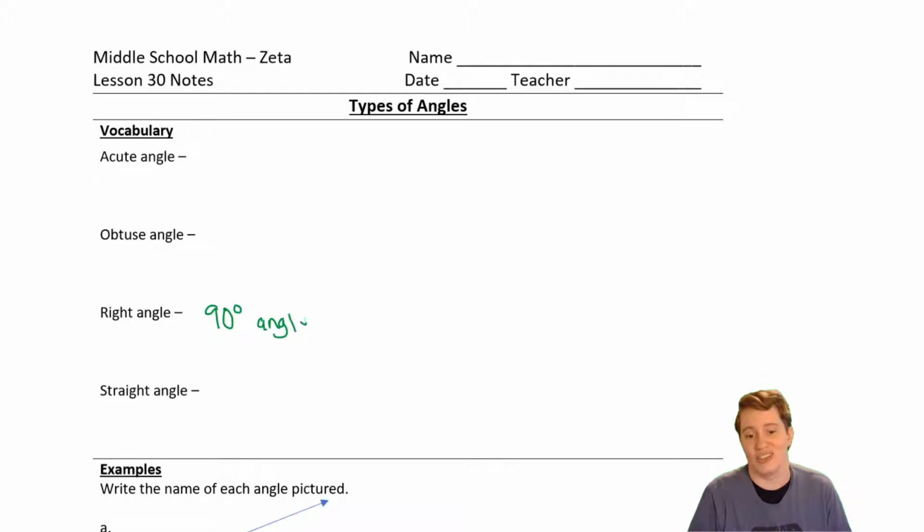And also, I could just tell the same joke again. A right angle is not a wrong angle. But obviously, I don't reuse jokes. So I won't tell that joke again.